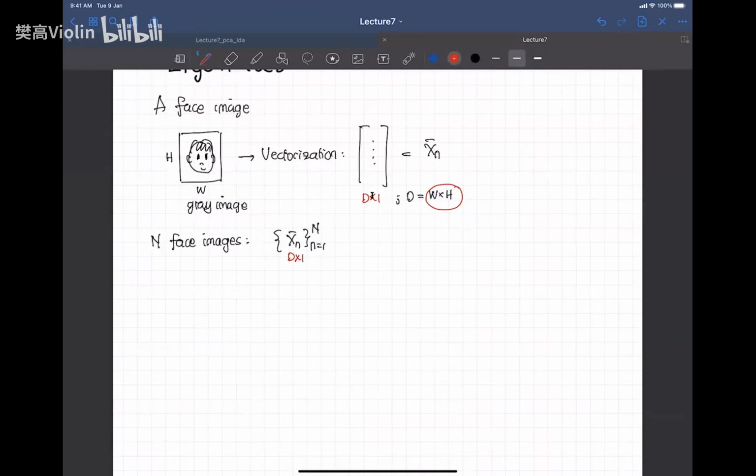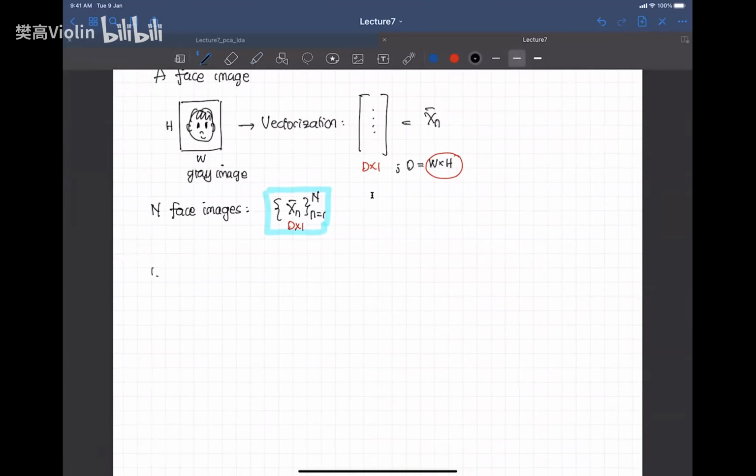All right. Any questions so far? So once you have this, the next step you need to do is to compute the mean, x mean, which, as we discussed, is the sum over n of x_n. And again, this one is d by 1. Any questions for step 1?